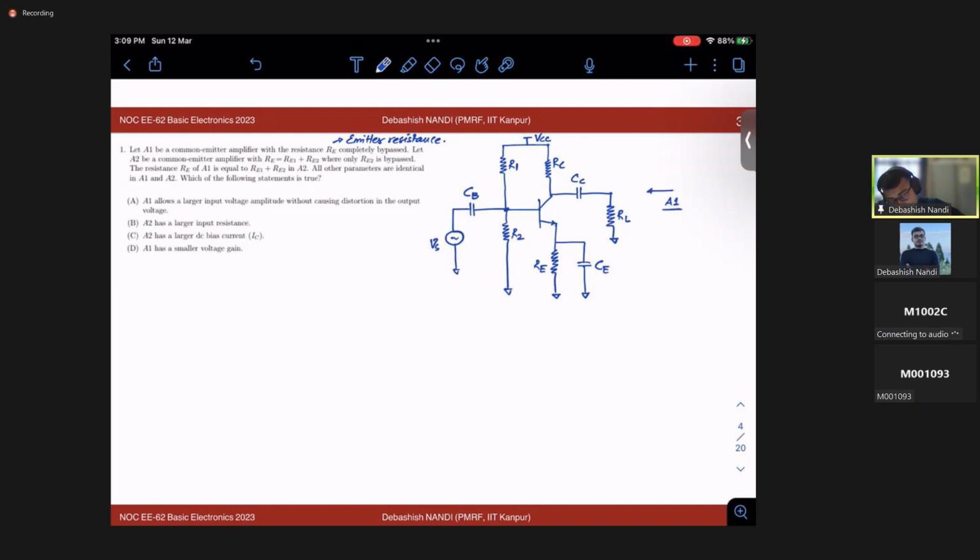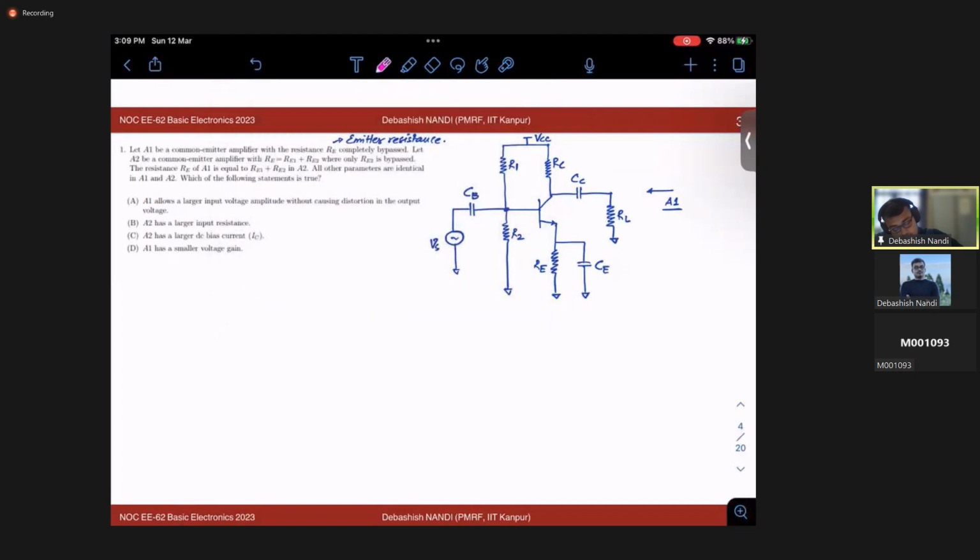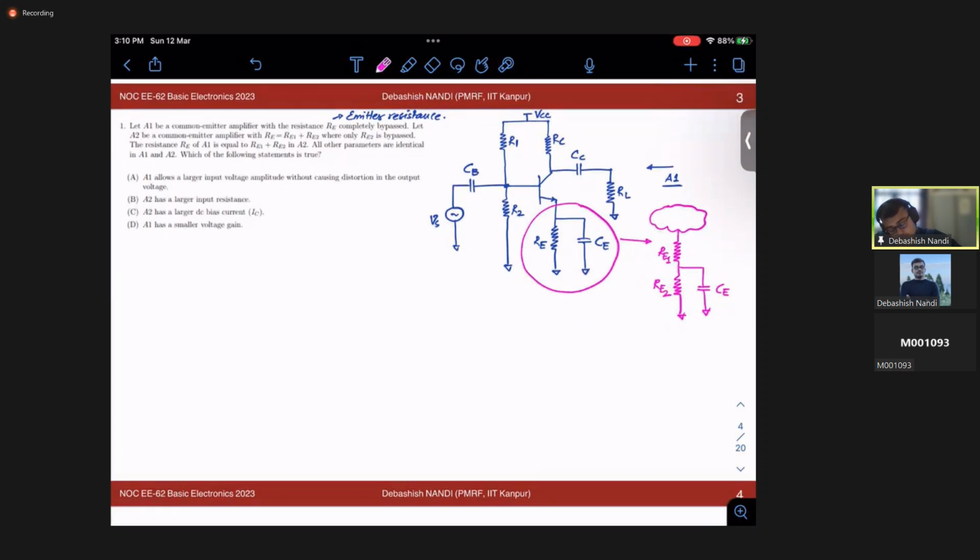It is mentioned that it is completely bypassed. In another case, this portion is replaced so that CE is connected like this. This is your RE1, this is your RE2, and here is the remainder of the circuit. Let me clarify: only RE2 is bypassed. So the question is, how will you go about this circuit?